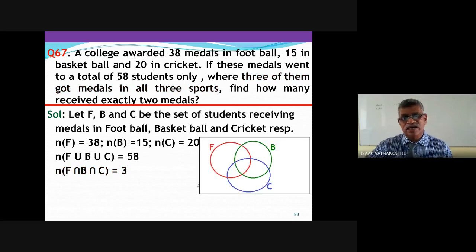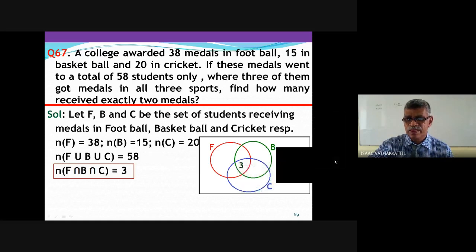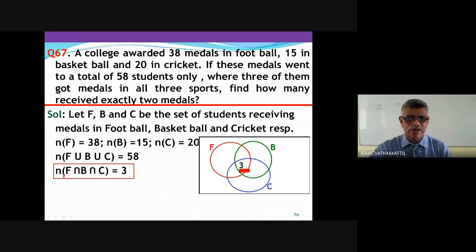Let us transform this data into a diagram. That will be very comfortable. Number of F intersection B intersection C is 3. That comes here in the intersection of all F, B and C. Agreed? 3 comes in the intersection portion. Number of F intersection B intersection C is 3. Agreed or not?